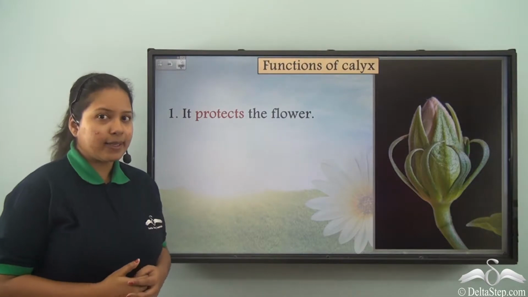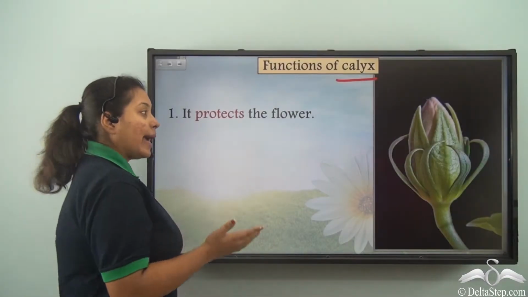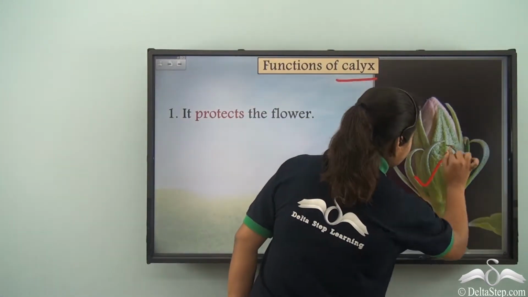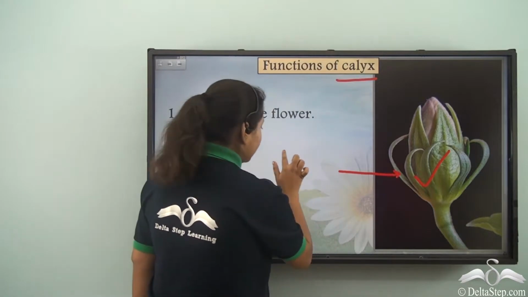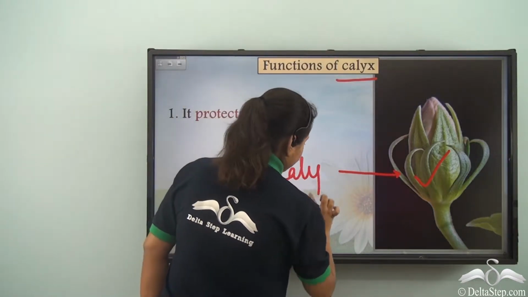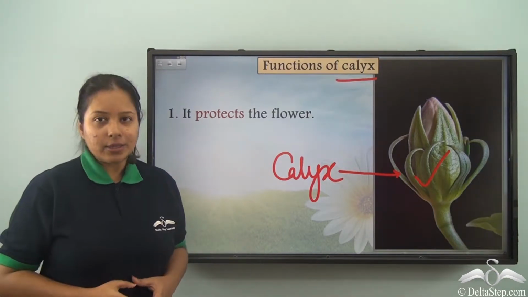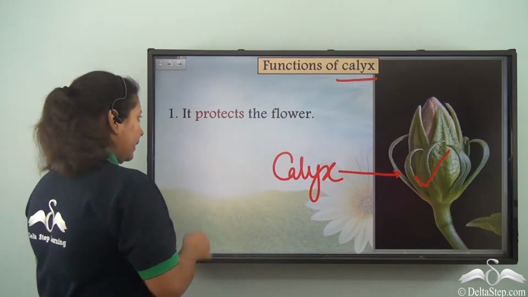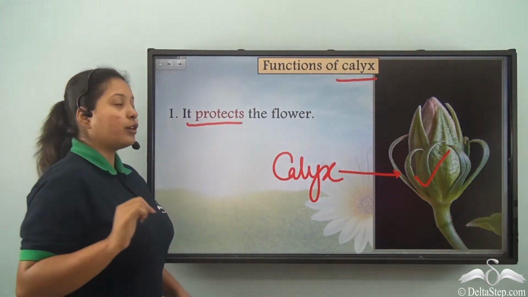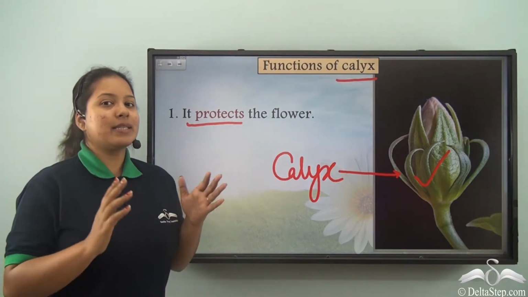First, over here we see the calyx. So, can you see over here these green leaf-like structures? These are known as calyx. This is the outermost part of any flower. And how does it help the flower? Well, it protects the flower from outside danger. It helps the flower to be safe.